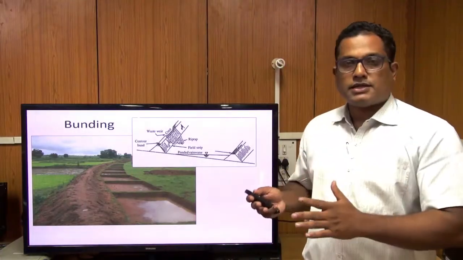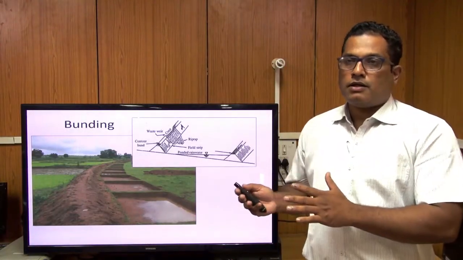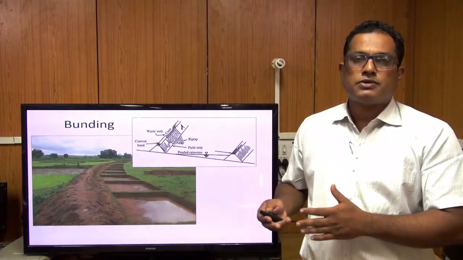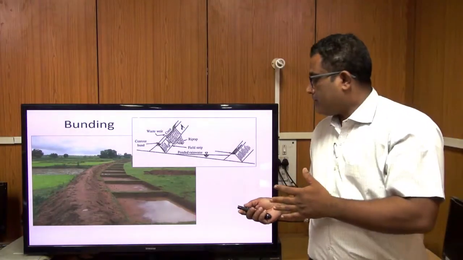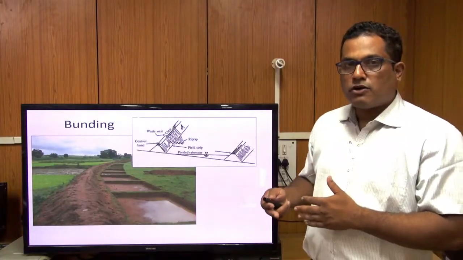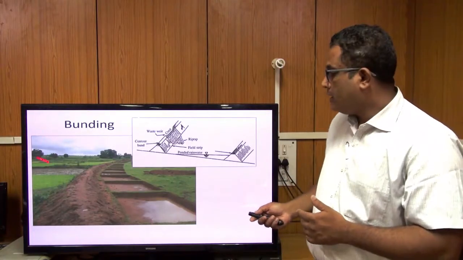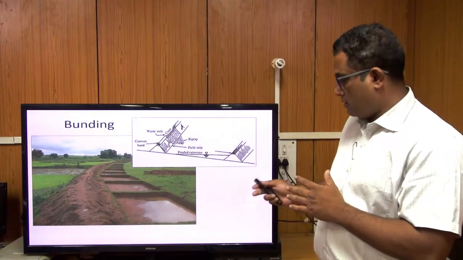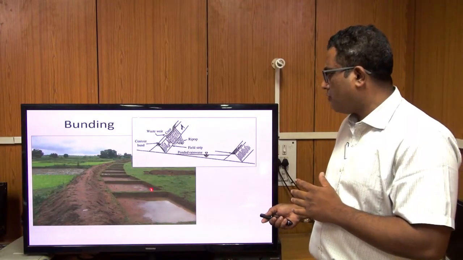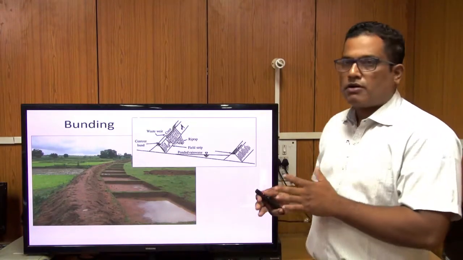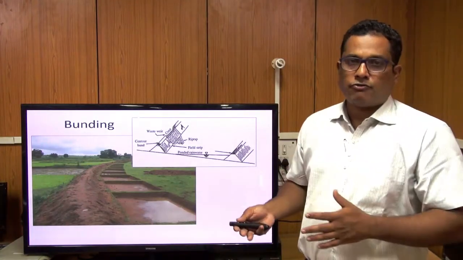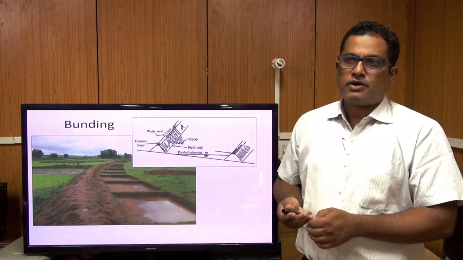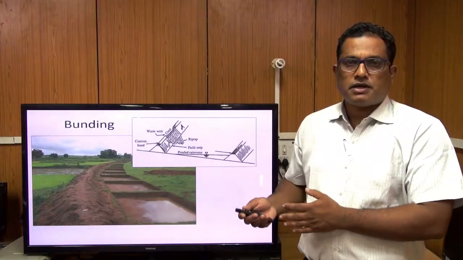Since it's a temporary structure, there's no cement or stone involved in it. Rather, in some places stones are also used when they are cheaply available for a bund. Then we call it stone bunding. The shape is generally trapezoidal, and this rectangular, square excavation of earthwork that you see is just for simplicity, to make it simpler to calculate the volume. Generally it is manually excavated these days, although advanced machines like JCBs are also used.